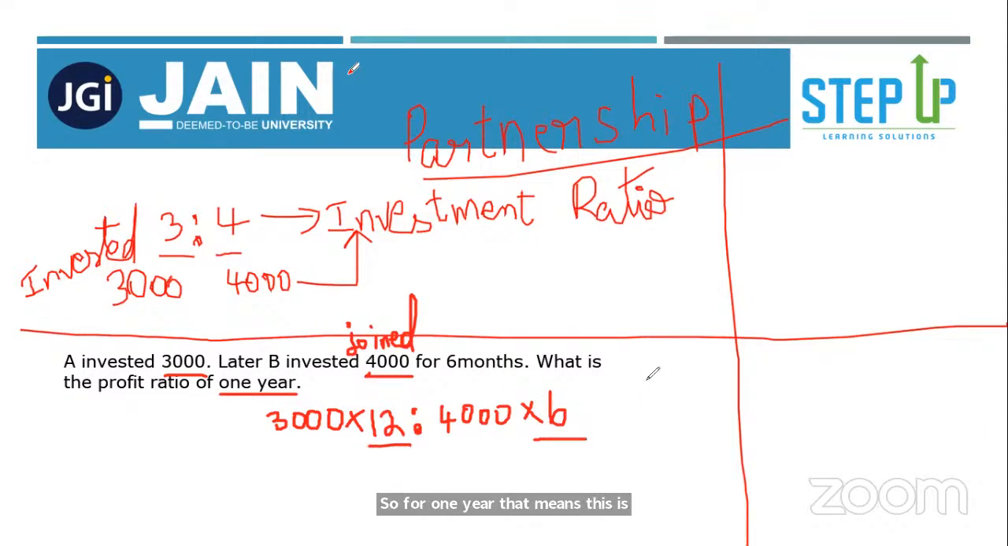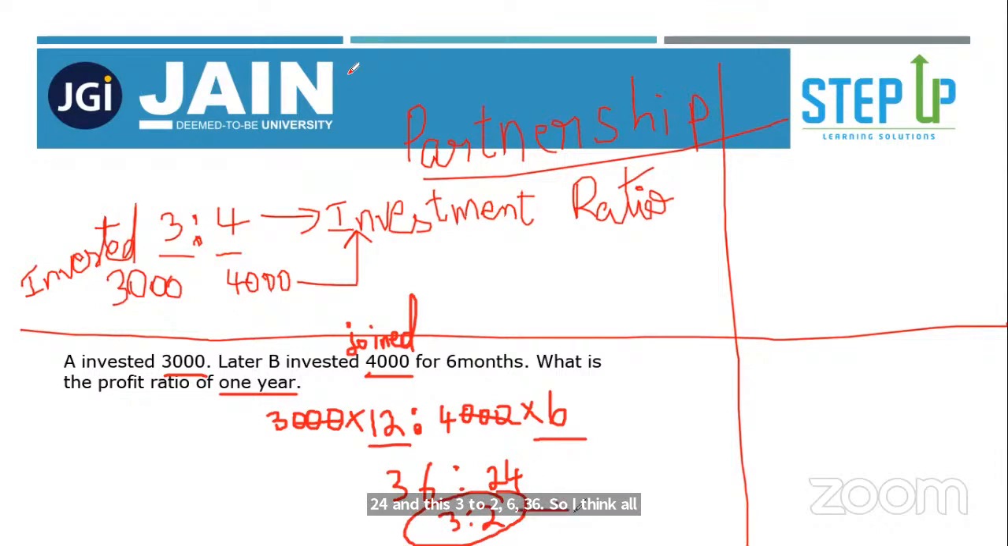This is the way to do the partnership question. I can just simplify them directly. So I get this as 24 and this 3 into 2, 6, 36. So I think all your answers are wrong, and the answer is 3:2.